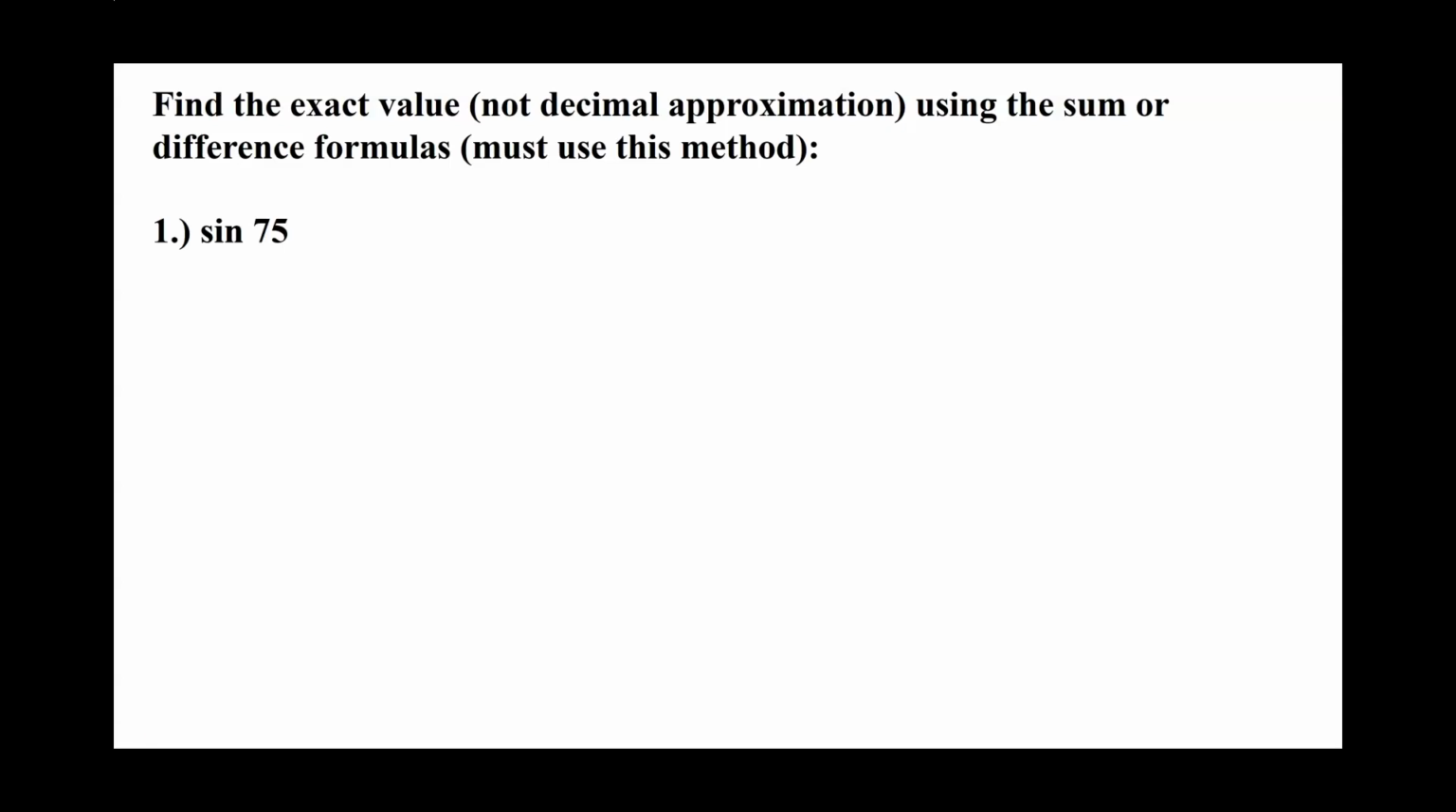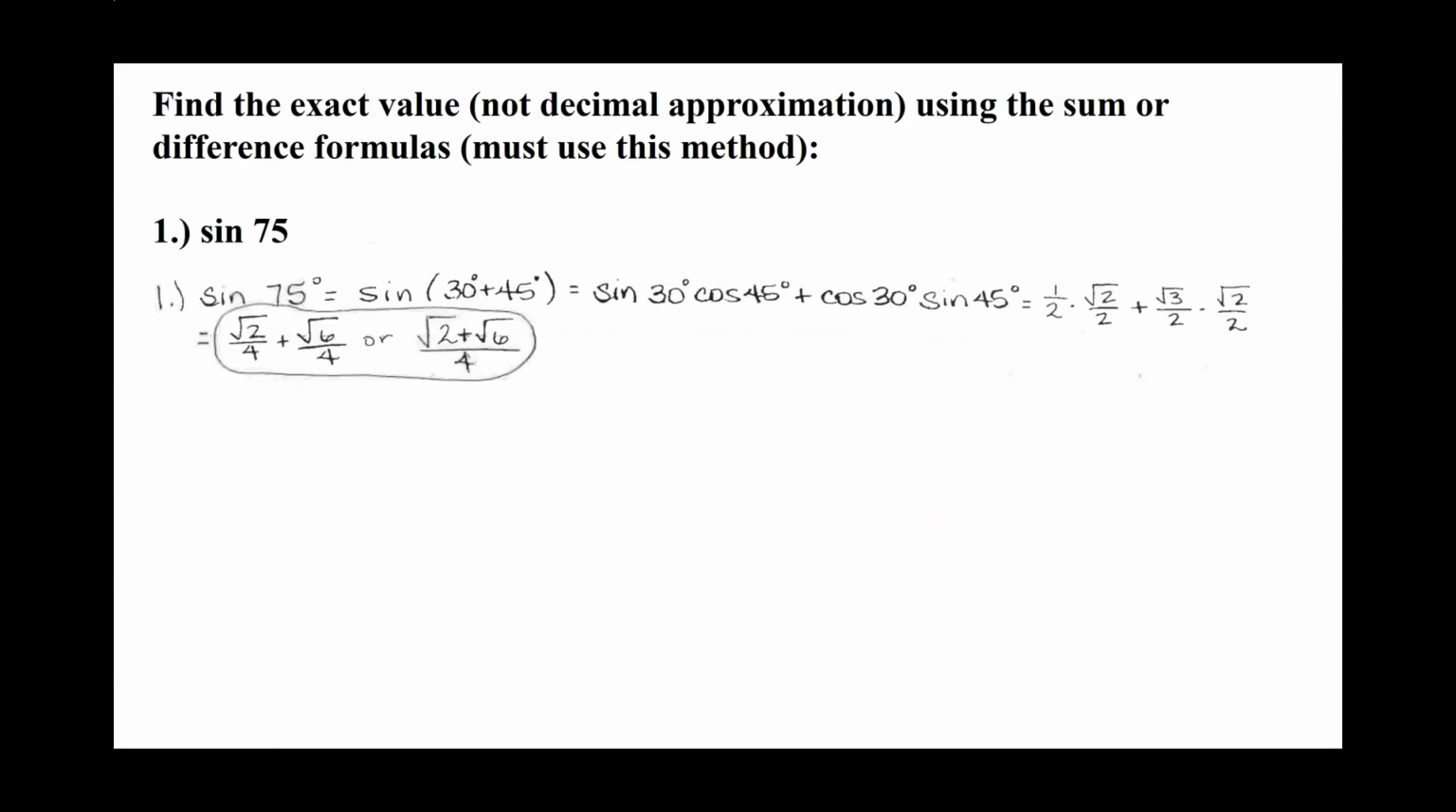All right, so I want to find values that I know from the unit circle that I can add together to be 75 or subtract to be 75. There are lots of different combinations that you could use. Anytime I can use values from the first quadrant, I prefer to do that because everything in the first quadrant is positive and I don't have to worry about positive and negative signs. So for me, I would do this one by doing the sine of 30 plus 45 since both of those are in the first quadrant.